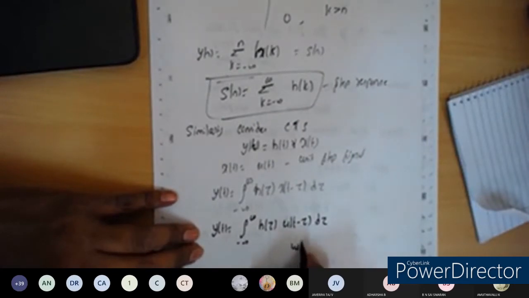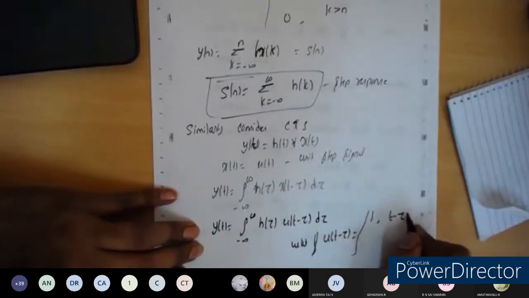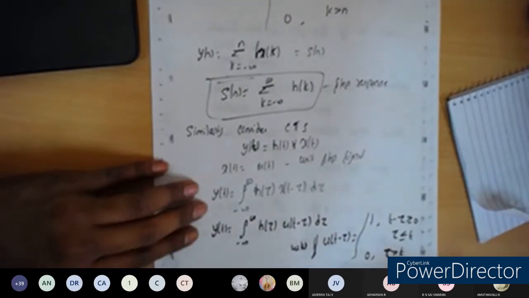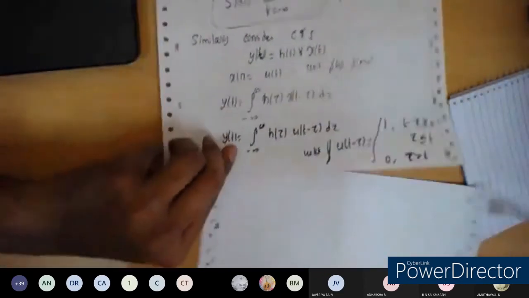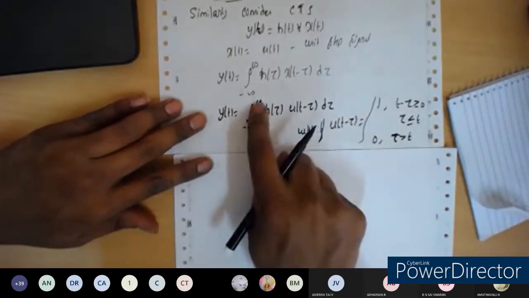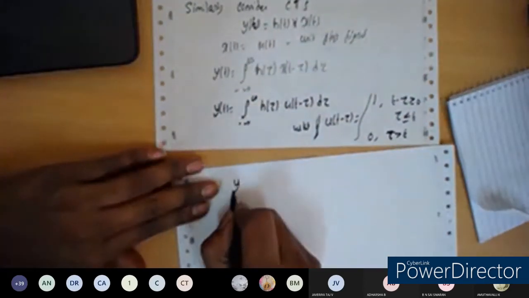We know that u of t minus tau is equal to 1 when t minus tau is greater than or equal to 0, or when tau is less than or equal to t, because we have already derived this in the previous discussion. And it is equal to 0 when tau is greater than t. So with the same condition, I am going to change the limits accordingly: from minus infinity up to t, u of t minus tau has the value 1, and otherwise it is 0. Let us substitute that here.